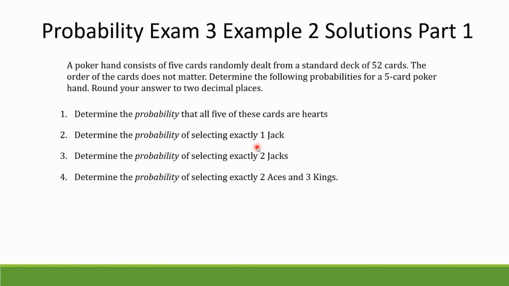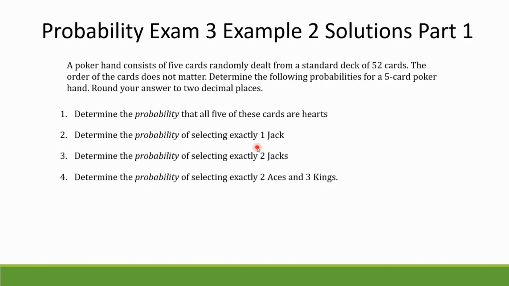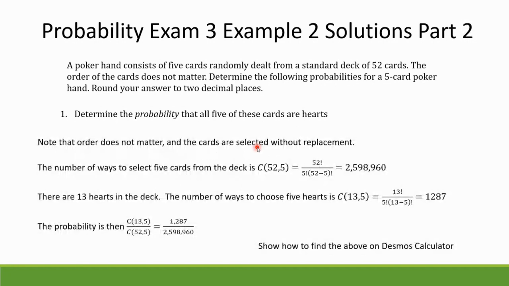Okay, that's good. So we're going to determine these probabilities. What's the probability that all 5 of the cards here are hearts? The other ones here we'll get to as well: getting exactly 1 jack, exactly 2 jacks, then exactly 2 aces and 3 kings.